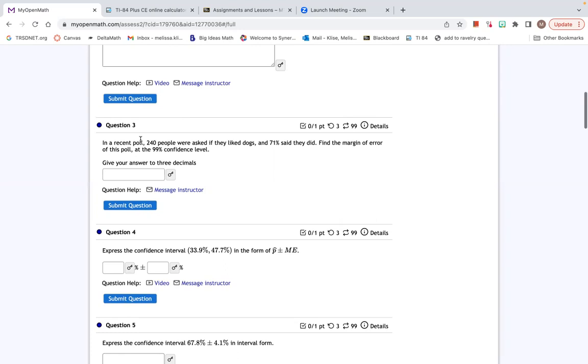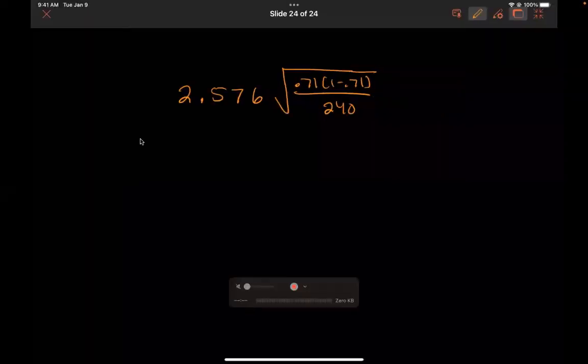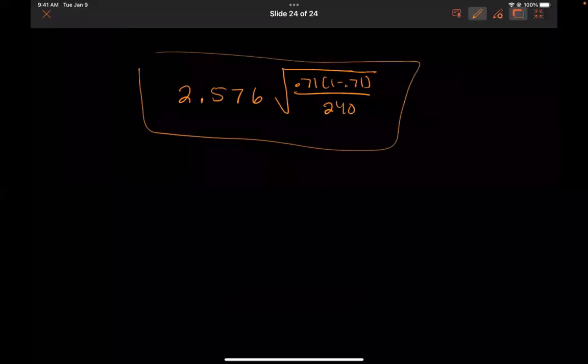So I'm going to get this 99% confidence level right here, 0.995. All right, so I would do 2.576 times the square root of, divided by 240. So this is what it would look like. This is your margin of error right here. And this right here is the critical value, the Z-score.